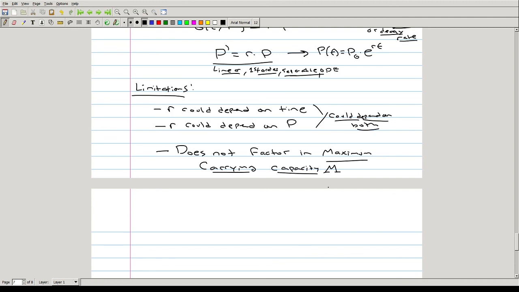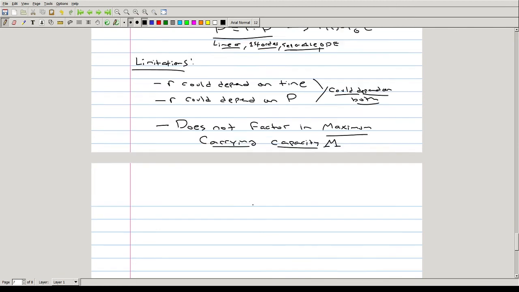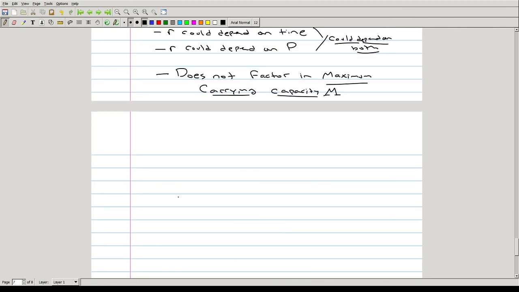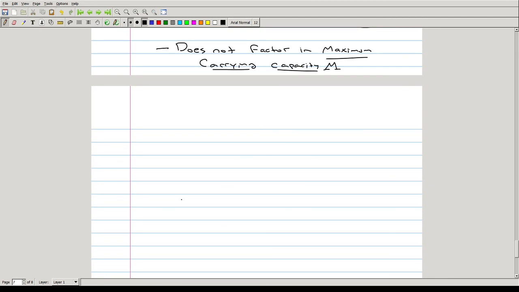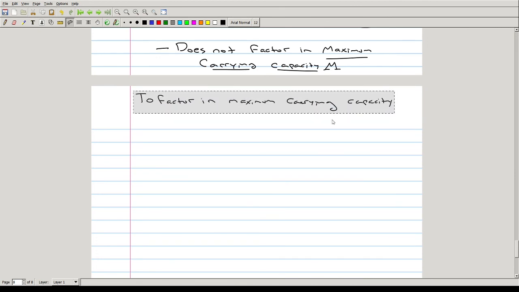So the question here is, what do we do about this? How do we change the problem to just factor in this maximum carrying capacity? And the answer here was found by Verhulst almost a century later. And to do this, we choose a slightly different G.